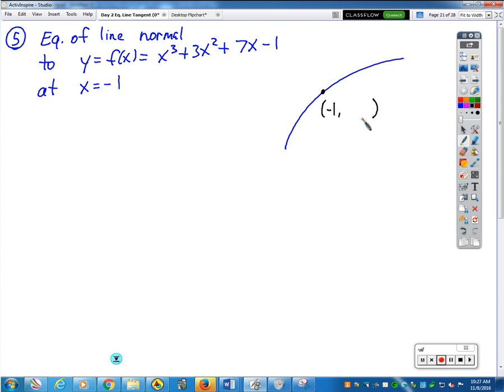Jackson says f of negative 1. Since I'm taking the time to write it, it must be the correct answer. How many would have done that? There we go. You have to memorize that. You have to be quicker on that one. F of negative 1. So who knows how to find f of negative 1? Show me your hands.